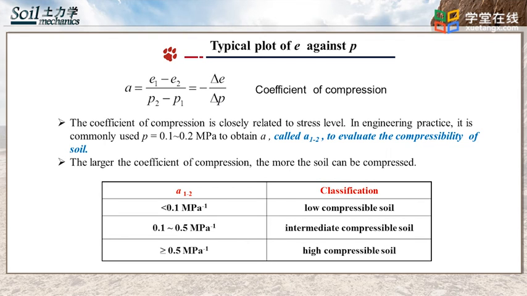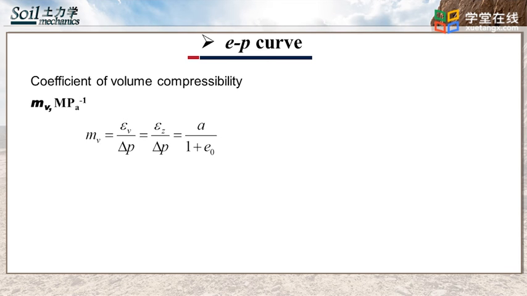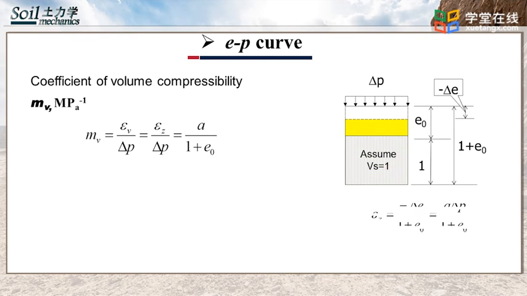In general, for intermediate compressible soils, especially for high compressible soils, cautions and measures should be taken for the structures against large foundation settlement. In addition to the coefficient of compression, we can define other compression parameters based on e-p curve. mv is the coefficient of volume compressibility, which represents the volume change per unit volume per unit increase in effective stress. Under zero lateral strain condition, mv represents the volume change per unit thickness per unit increase in effective stress. The unit of coefficient of volume compressibility is the inverse of pressure.